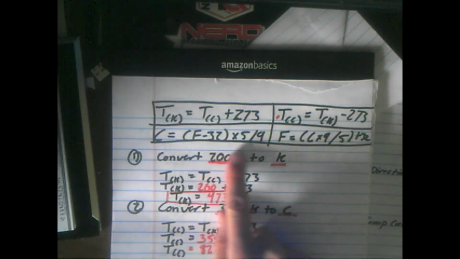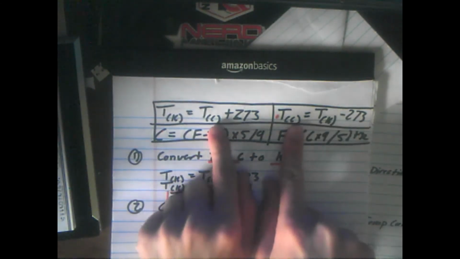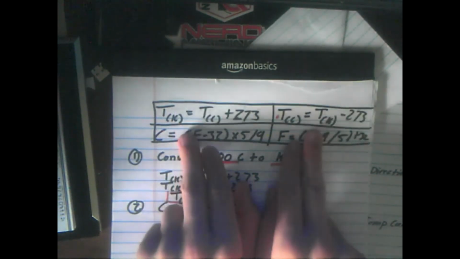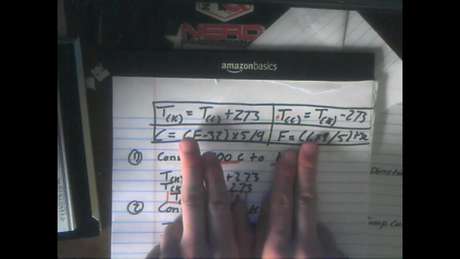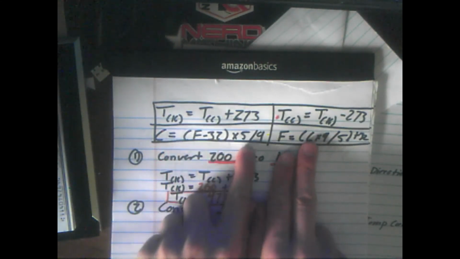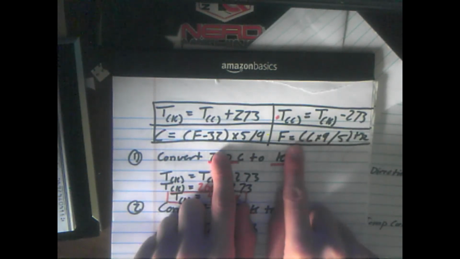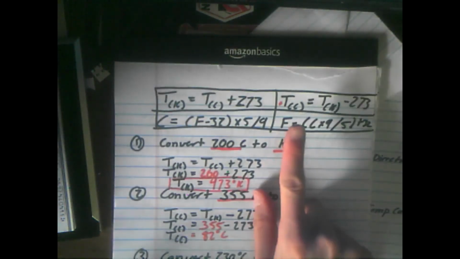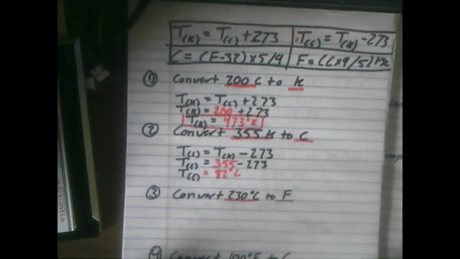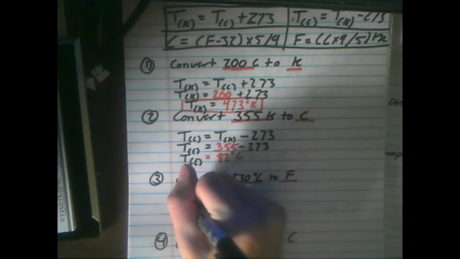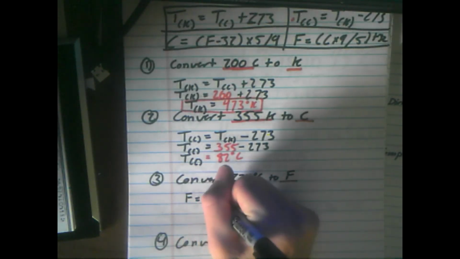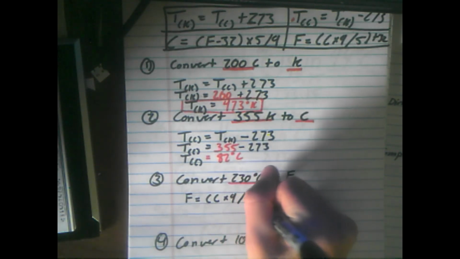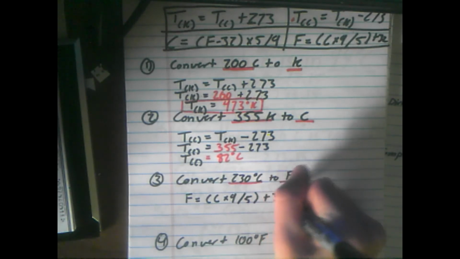So which one of these is solving for Fahrenheit? Could it be these top two? No, because this one's dealing with Kelvin, and this one's dealing with Kelvin. So it has to be one of the bottom two. This one, Celsius is equal to something, or Fahrenheit is equal to something. We want to choose the Fahrenheit is equal to something, because we want to find Fahrenheit. So knowing that, we're going to write our equation first. Fahrenheit is equal to Celsius times 9 divided by 5 plus 32.